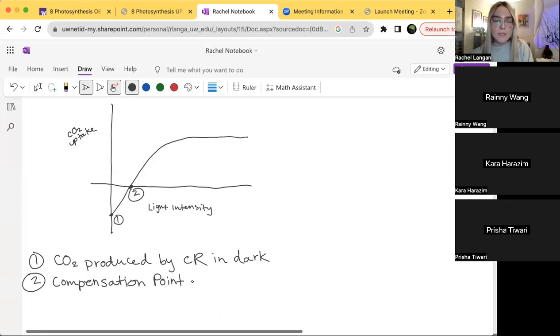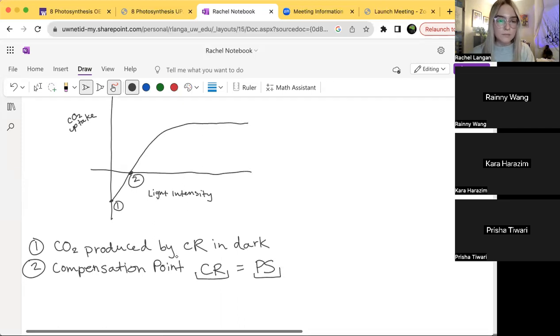And the compensation point describes when the amount of CO2 produced by cellular respiration equals the amount of CO2 consumed by photosynthesis. And that's why CO2 uptake is 0. Okay.